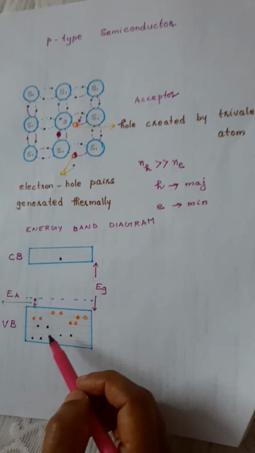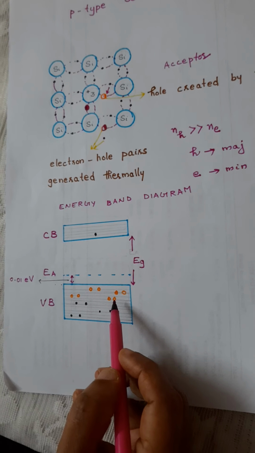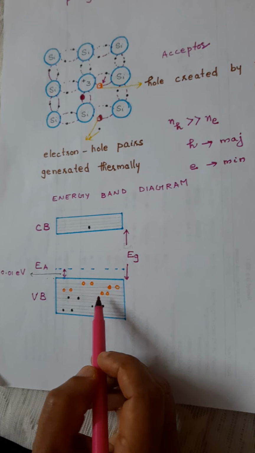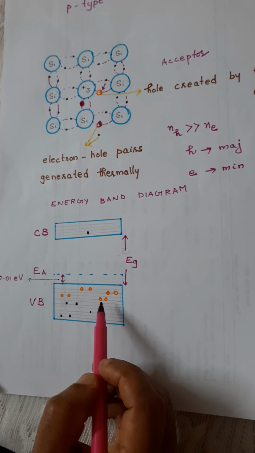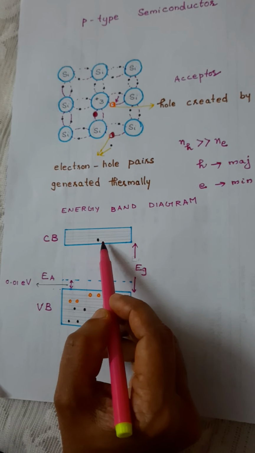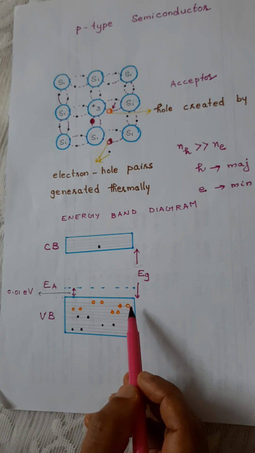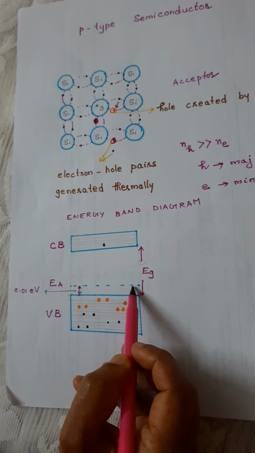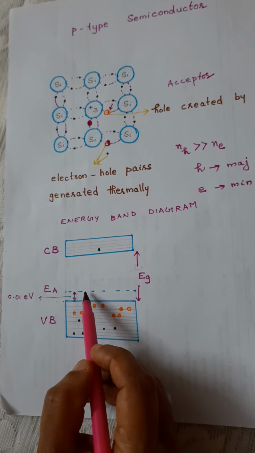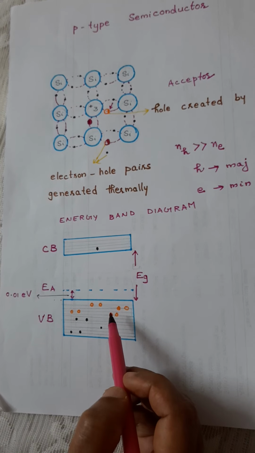And let's see the energy band diagram. In the valence band, there are holes created by the bond breaking as well as the holes created by the impurity atoms. But in the conduction band, there are electrons created by the bond breaking, or electrons generated thermally. So the number of holes will be greater. And this is the energy level of the acceptor atom. The acceptor atom creates a vacancy, and so the holes are generated in the valence band.